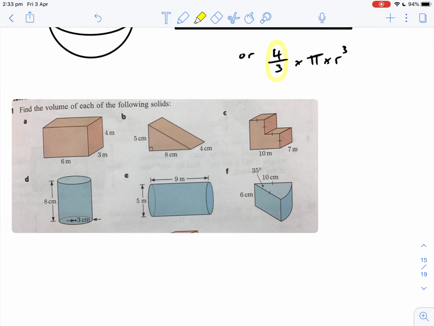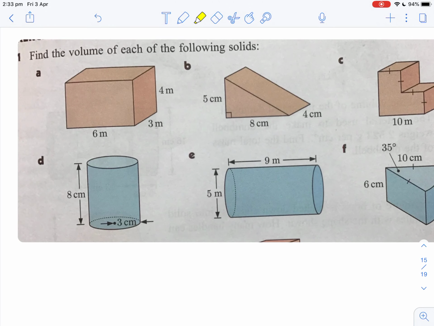Okay, so let's put these to use and have a go at some of these questions. So the first one should be dead easy. It's just a nice rectangular prism, so my volume is just going to be my base times my width times my height. And for that one, you would wind up with an answer of 72 metres to the power of 3. So because I've done those 3 dimensions, it's a 3-dimensional measurement.